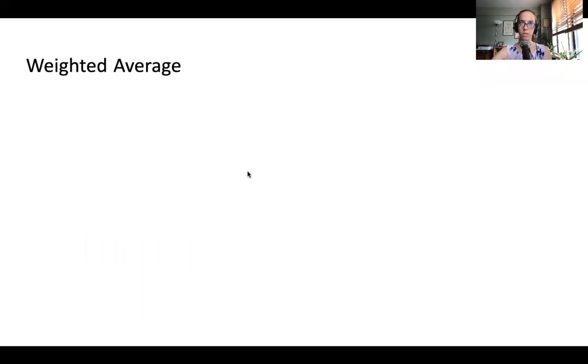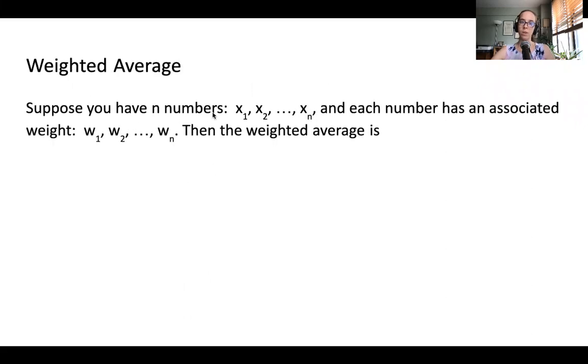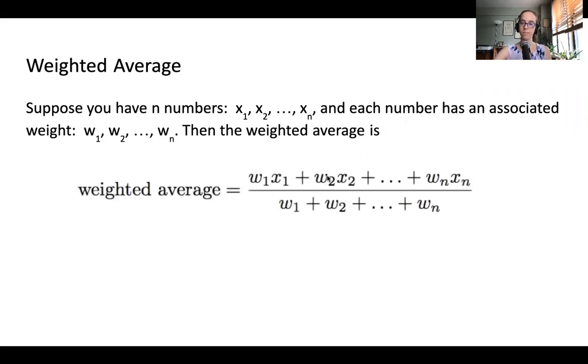The next type of measure of center we're going to talk about is a weighted average. Suppose you have n numbers, x1, x2, up to xn, and each number has an associated weight. We're going to call those weights w1, w2, up to wn. Then for the weighted average, you're going to take each weight and multiply it by the value that's associated with that weight. So x1 times w1, x2 times w2, and so on, up to xn times wn. Then you're going to add up those products. Finally, you're going to divide by the sum of the weights. And we're going to go through an example right now.